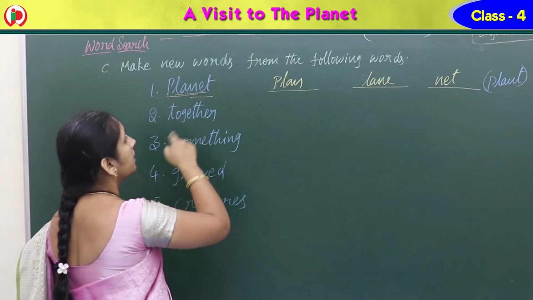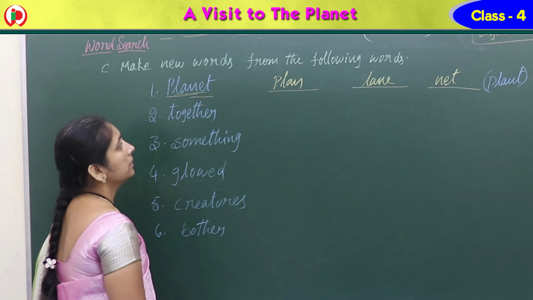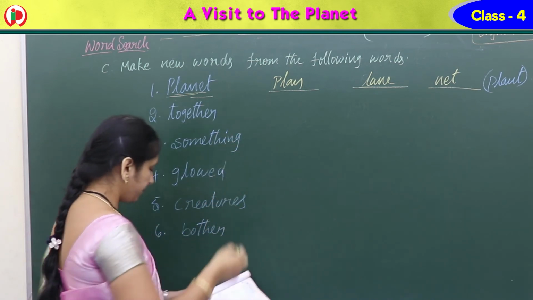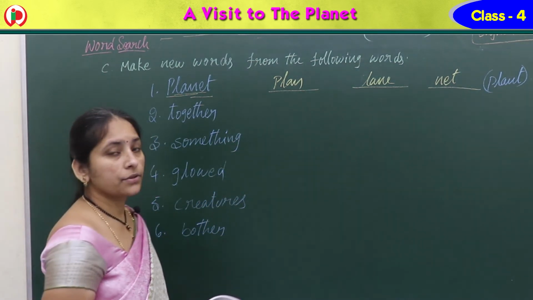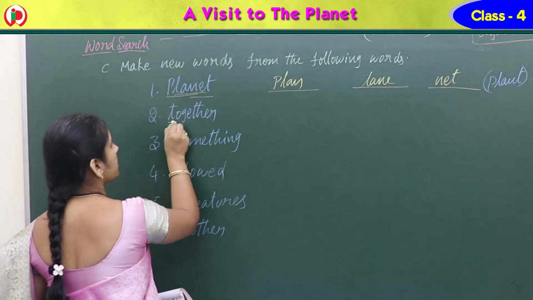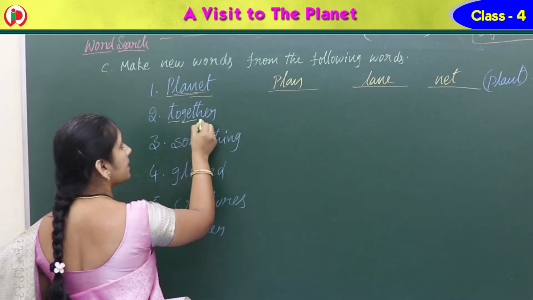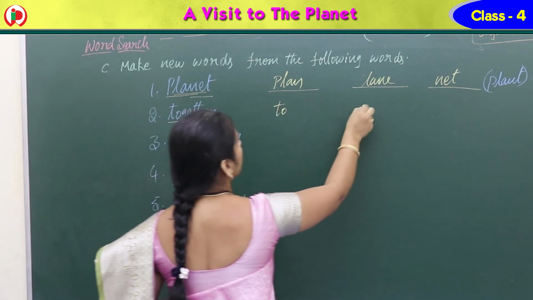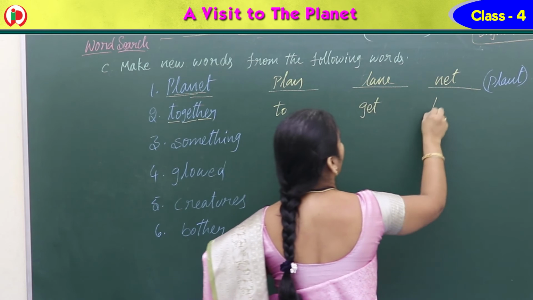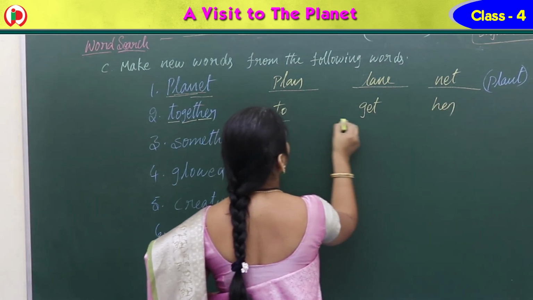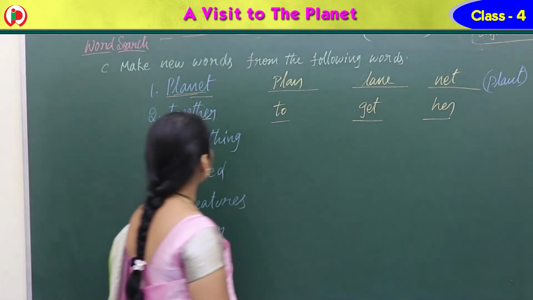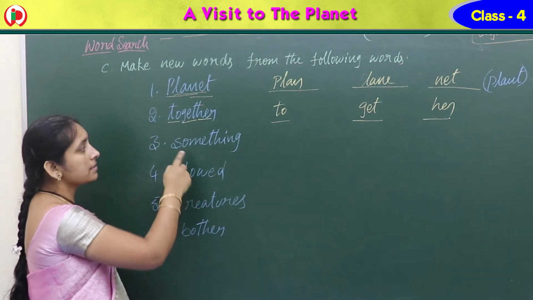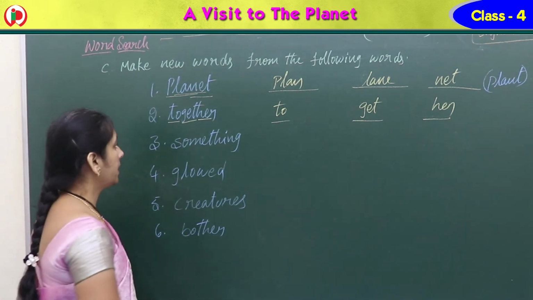Next one, together. So what do we have here? Yes, to, get, her. Very good. Three words we easily got. And see the next one, something. Here also try it.